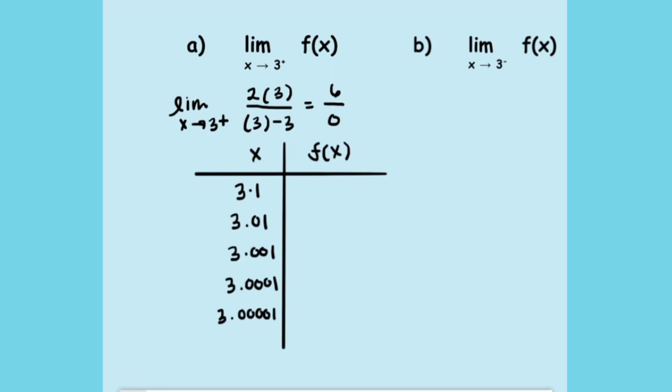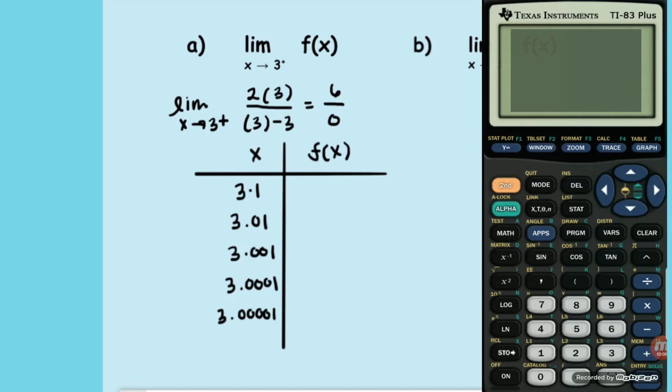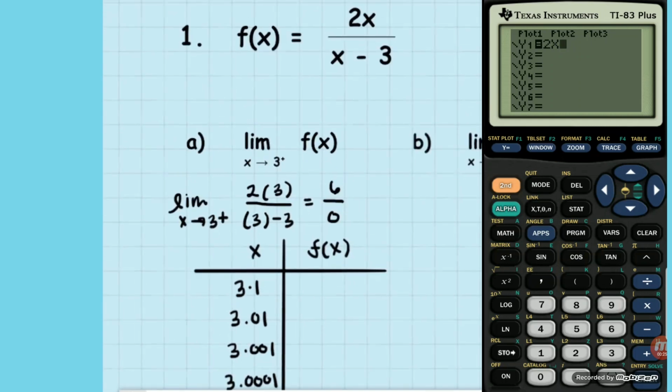In our graphing calculator, we're going to go into where it says y equals, and I should have my graphing calculator on the screen so you can see what I'm doing. So we're going to go into y equals and enter our function. I'm going to scoot this up to see what our function is again. Okay, so our function is 2x all over x minus 3. So we're going to do 2x all over, and then I'm going to put in parentheses x minus 3 just to be safe. It doesn't hurt to be safe, right?